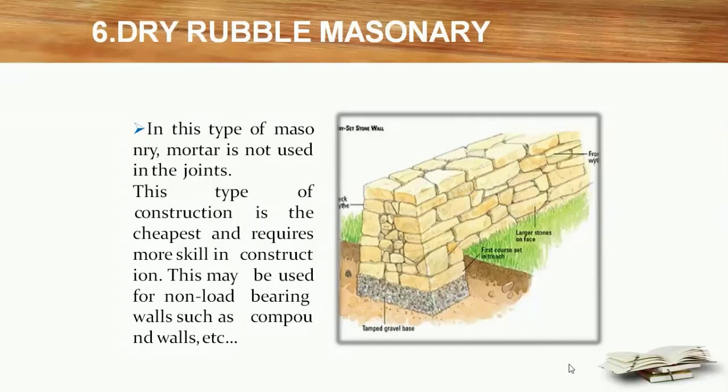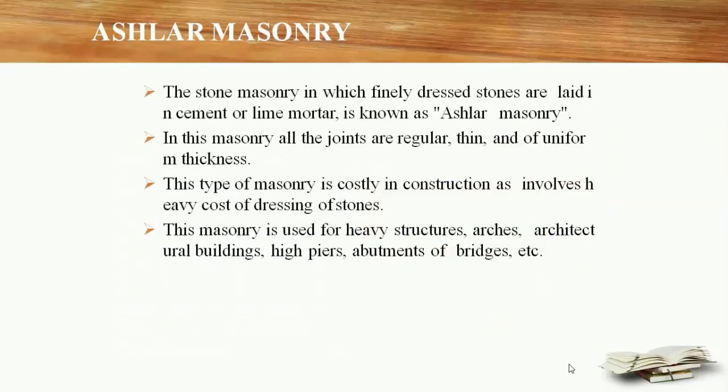Then the next is the dry rubble masonry. In this type of masonry, walls are built in courses but without mortar, as we already discussed. This type of masonry is extensively used for construction of a compound wall. To make it more suitable, courses of about 0.54 meter length at the end are sometimes built with mortar at the top. It is the cheapest type of construction but needs a skilled mason, as we already discussed.